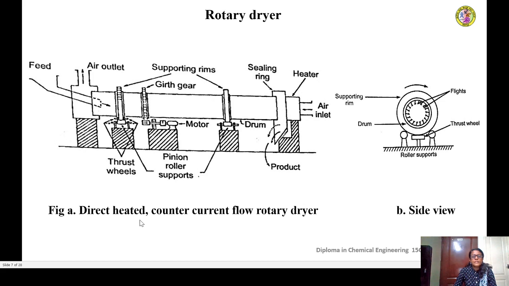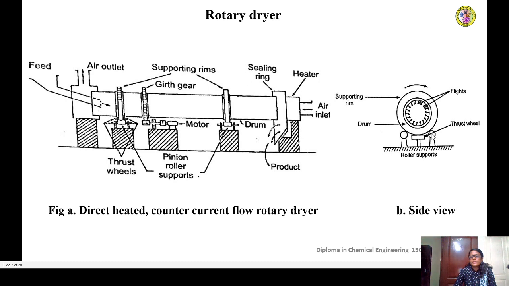So whenever it is direct heated, then the feed and the hot air both flow through the drum, being in direct contact with each other. So since this is a countercurrent flow rotary dryer, the feed, if it enters this side, the air enters from the opposite side. Both flow in countercurrent fashion with respect to each other. Then the air along with the evaporated moisture goes out from the feed end, and the product, that is dried product, gets discharged from the opposite end.